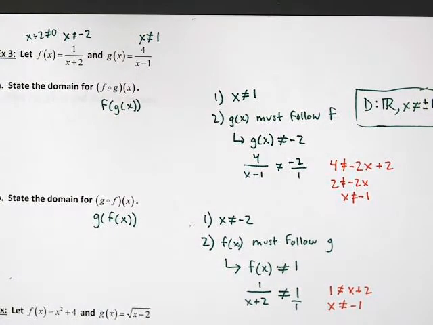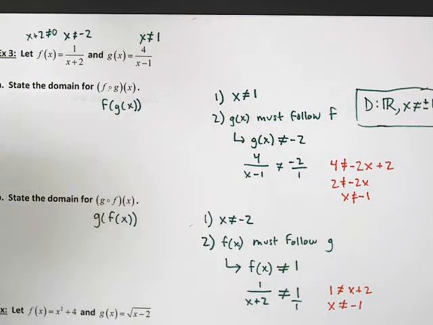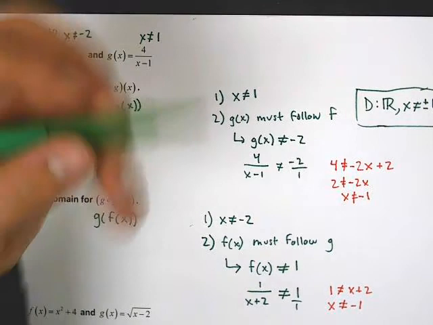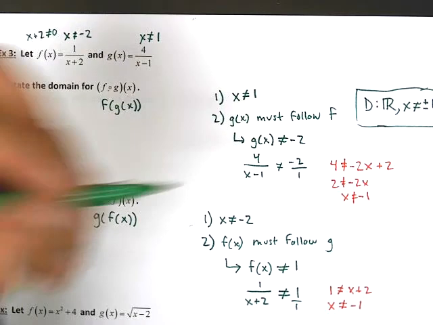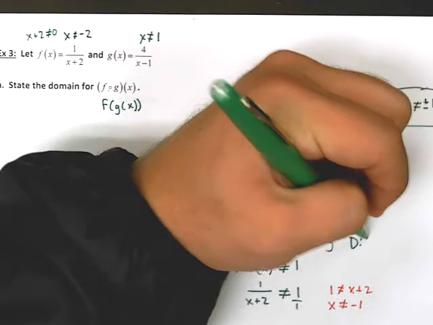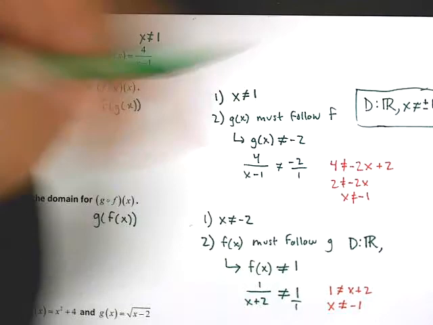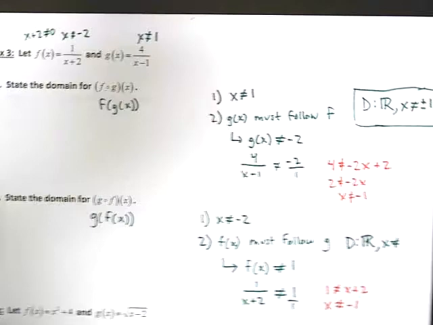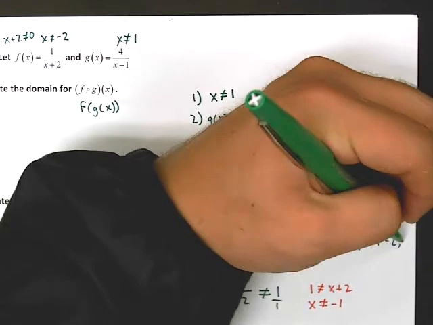I now have my 2 restrictions. Remember that these are just individual values that our domain cannot be. So we're still in an all real numbers situation. However, now x cannot equal negative 2 and negative 1.